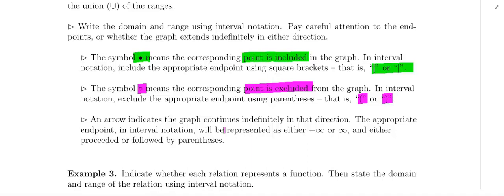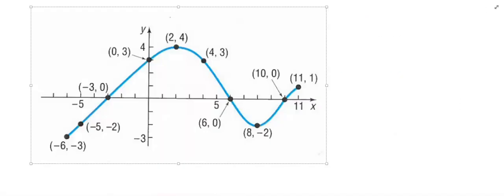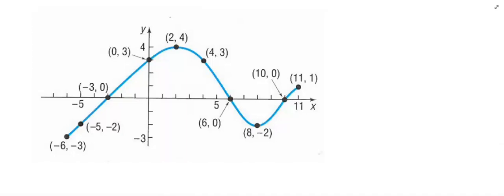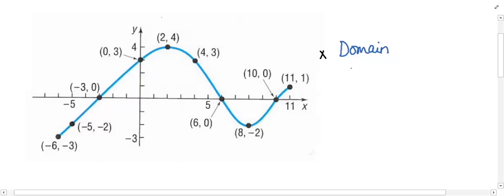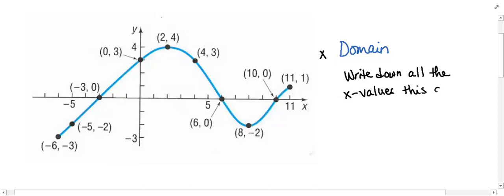Before jumping into example 3, I am going to jump back to the graph that we saw in example 2. What I want to do with this is write down the domain and the range of this graph. Let's start with domain. What do we know about domain? Domain is going to be all the x values. So really what we're trying to write down here is all the x values this graph covers.